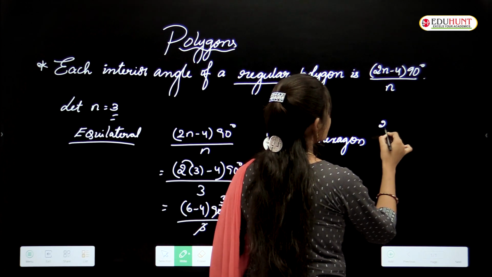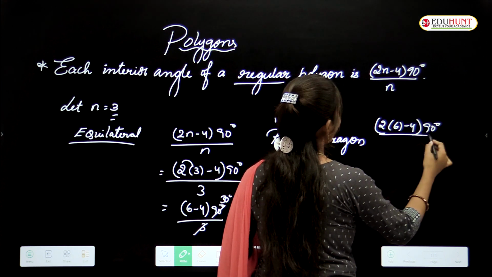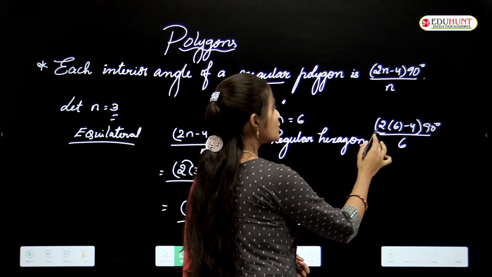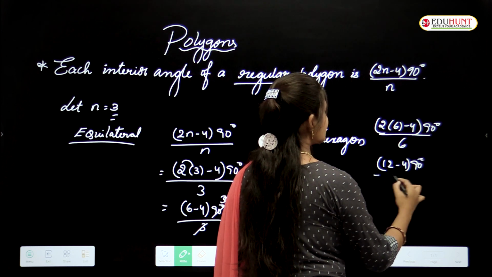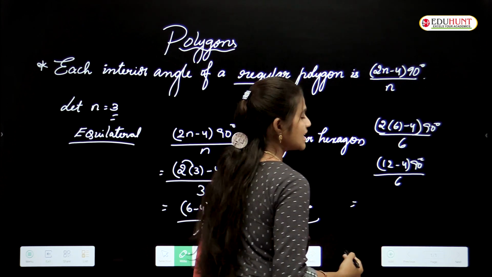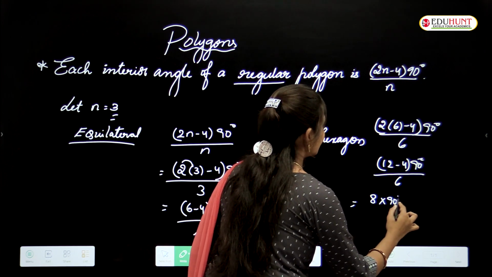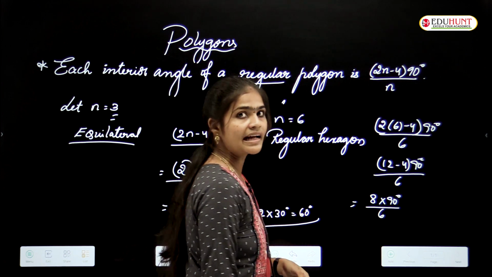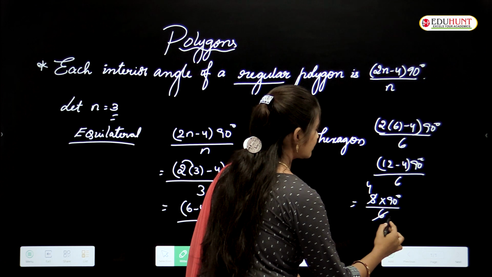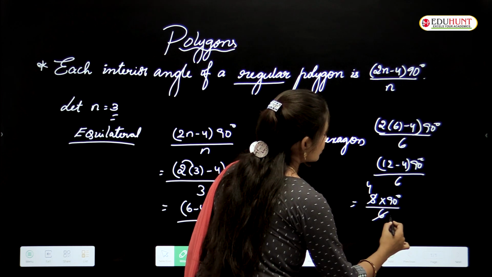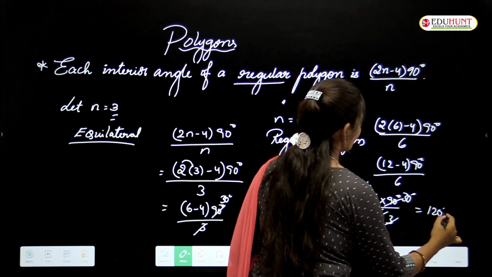Okay, so again use the same formula: (2 into 6 minus 4) into 90 degrees whole by 6. So 2 into 6 is 12, minus 4, into 90 degrees whole by 6. So which is 12 minus 4, that is 8, into 90 whole by 6. Are there any cancellations possible? Yes, 2 fours and another way also there. So 2 threes, again 3 thirties. So 4 thirties is equal to 120 degrees.